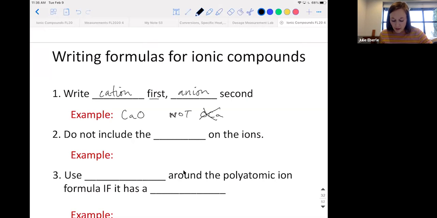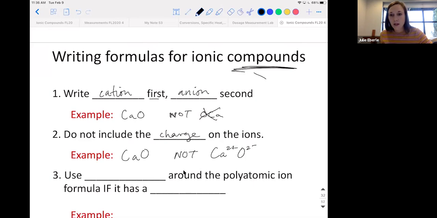So metal first, okay? Number two, do not include the charge on the ions. You write the charge if you're writing an ion, but when you're writing a compound, which is a combination of ions put together, you drop the charges. So CaO, not Ca2+ O2-. Okay, not that. We don't need these. We can deduce the charges from knowing the position on the periodic table for each element.